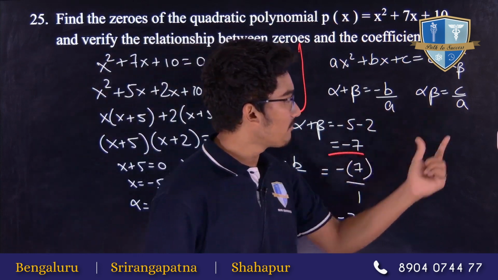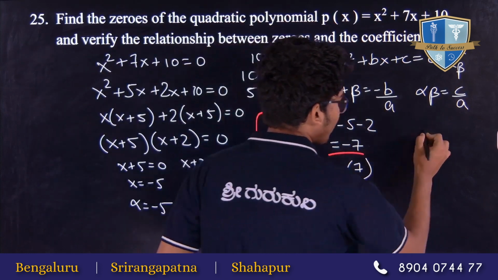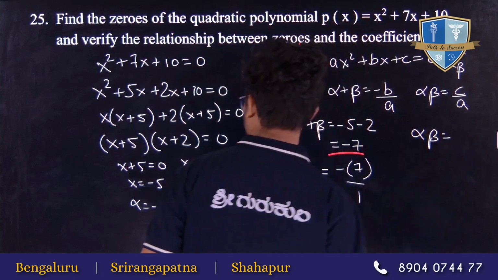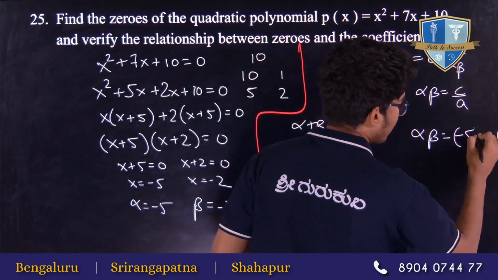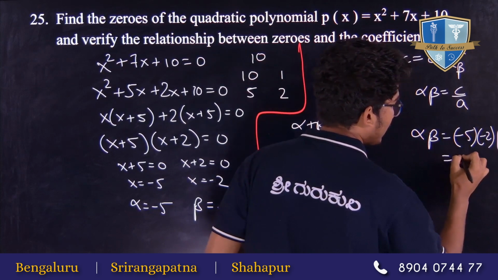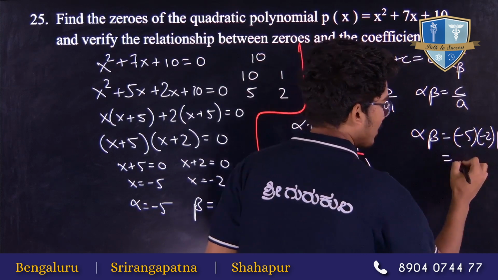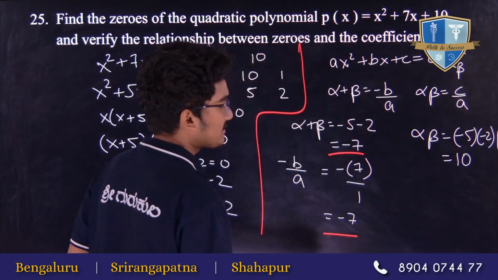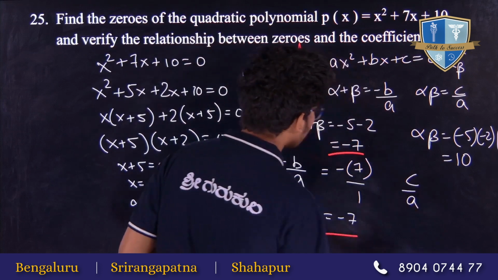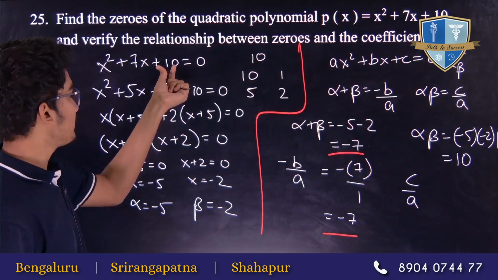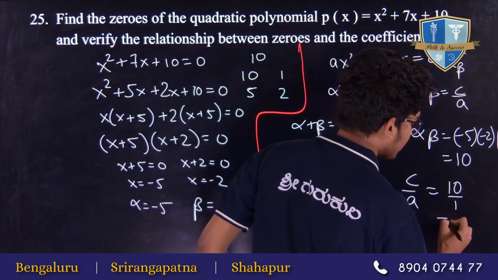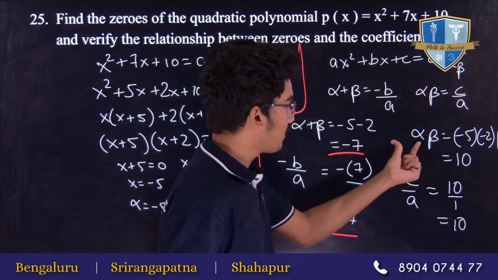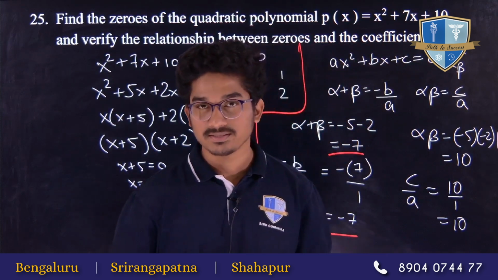Now let's verify alpha beta is equals to c by a. Alpha beta is the product of roots. So our two roots are minus 5 and minus 2. Minus 5 multiplied by minus 2: minus minus will become plus and 5 into 2 will become 10. Now let's find c by a. The constant coefficient is 10 and a is 1, so this is equals to 10 divided by 1, which is equals to 10. So yes, alpha beta is also 10 and c by a is also 10. Hence verified.